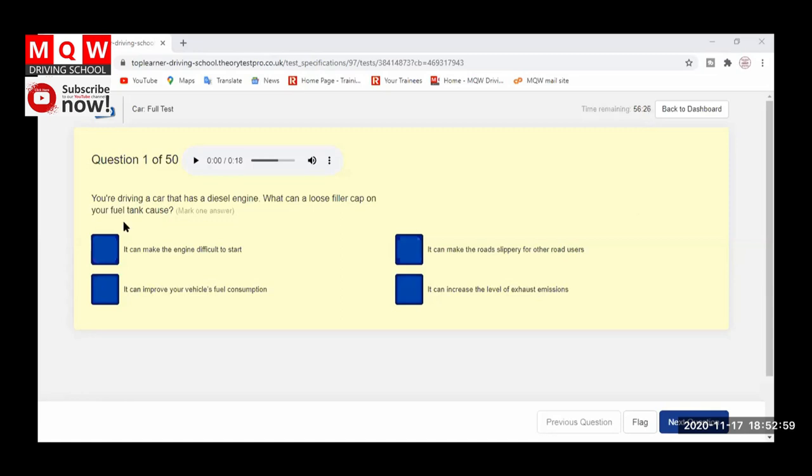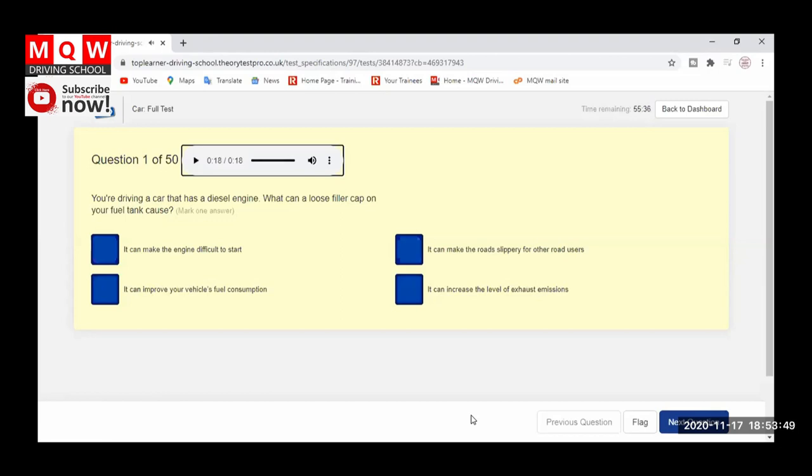So what you do, first you read the question. You are driving a car that has a diesel engine. What can a loose filler cap on your fuel tank cause? So can you make a little picture in your mind of what they're asking you? Okay, listen again. You're driving a car that has a diesel engine. What can a loose filler cap on your fuel tank cause? It can make the engine difficult to start. It can make the roads slippery for other road users. It can improve your vehicle's fuel consumption. It can increase the level of exhaust emissions.